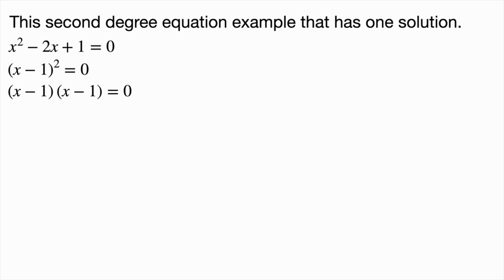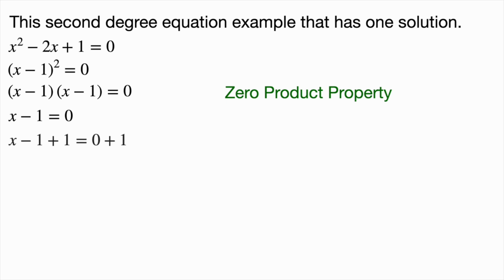Here we have the equation equal to 0, so we can use the zero product property, where something on the left side of the equation equals 0 to match the right. After we simplify, we'll have x minus 1 equals 0. Next, we can add 1 on both sides of the equation. This will keep the equation balanced.